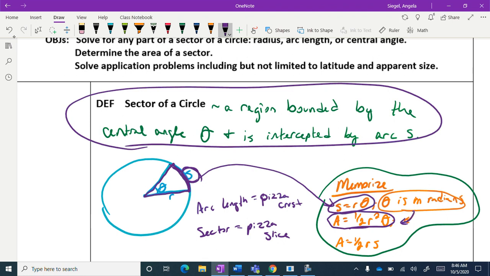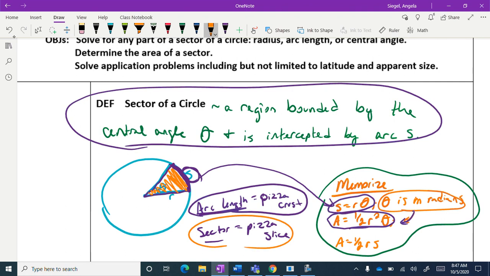So I put down here that when we're finding arc length, that's like our little pizza crust of our pizza. And then sector, that is this whole region in here. So that's like the whole pizza slice right here. And this is the formula for the area to find that.